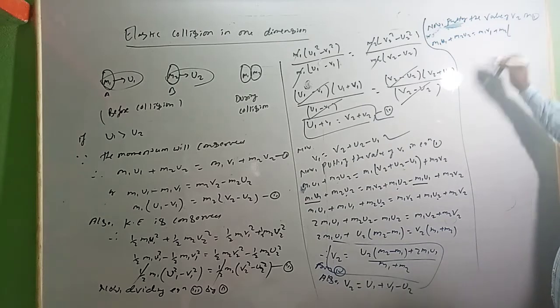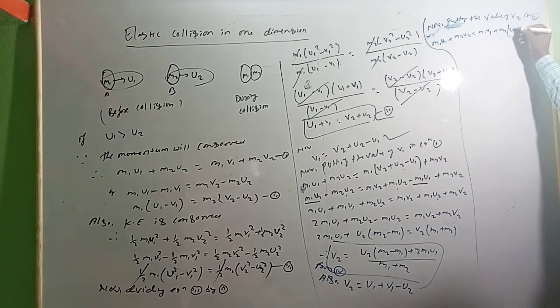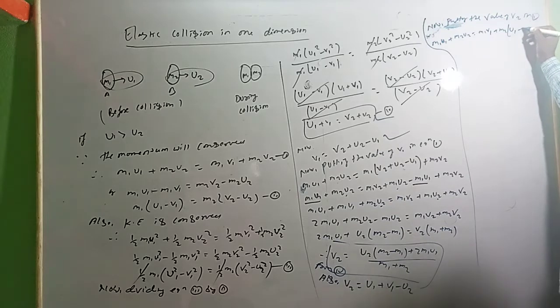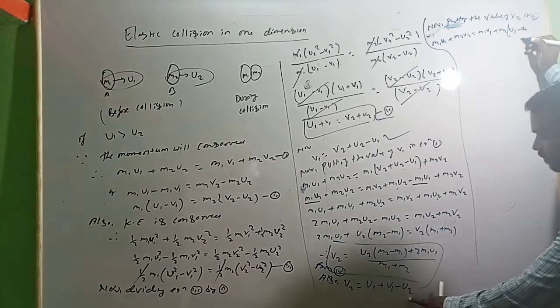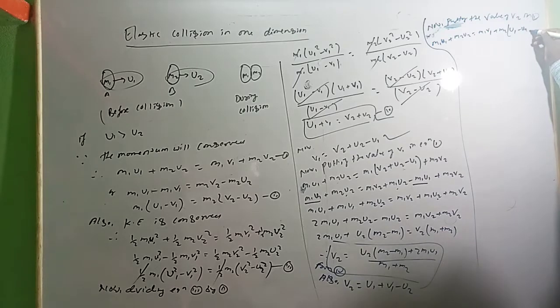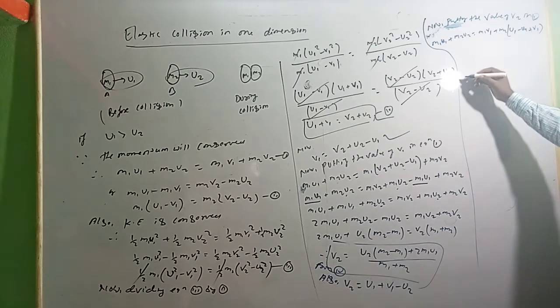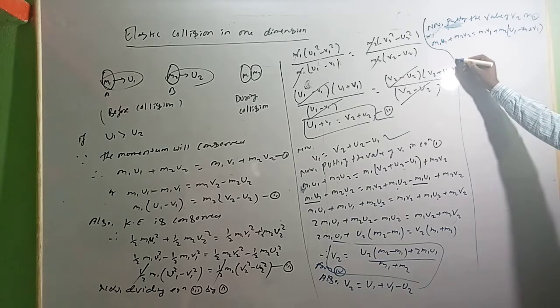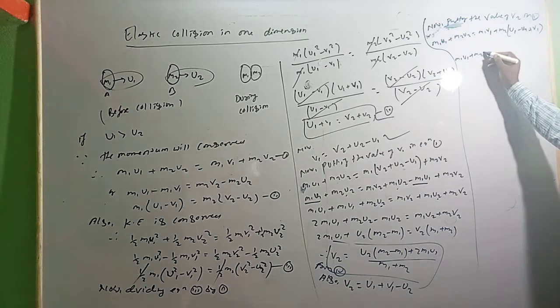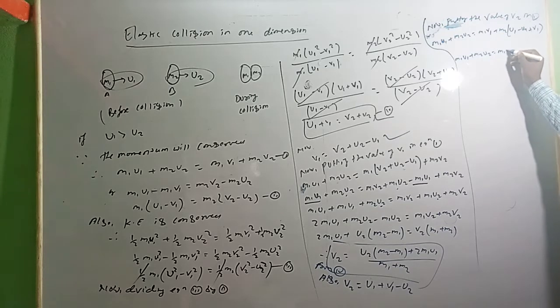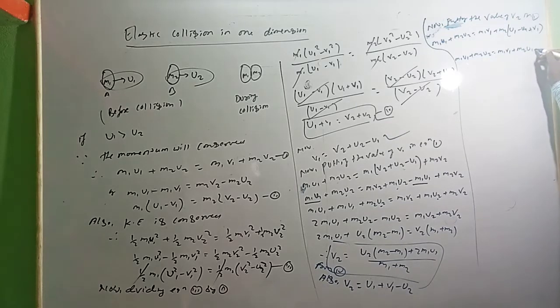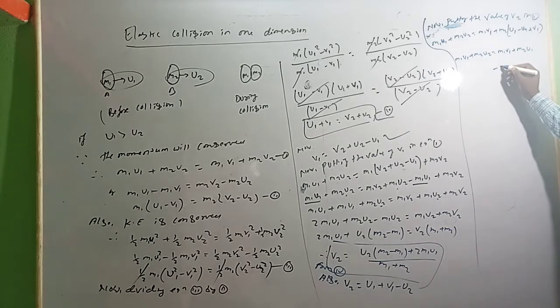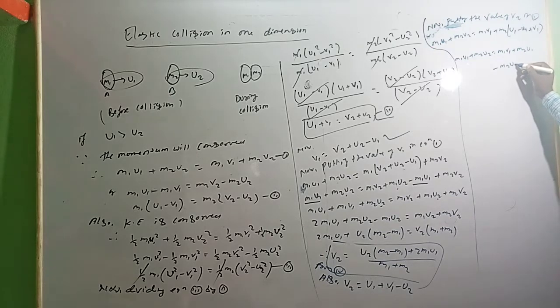plus m2. At the place of v2, what will you write here? u1 minus u2 first, this I am writing, and then plus v1. Okay, multiply this one. So what will you write here: m1 u1 plus m2 u2 equal to m1 v1 plus m2 u1 minus m2 u2, and plus m2 v1. This you will write.